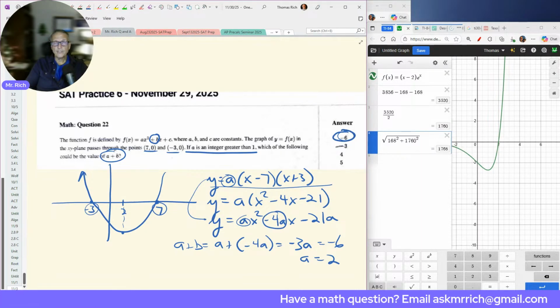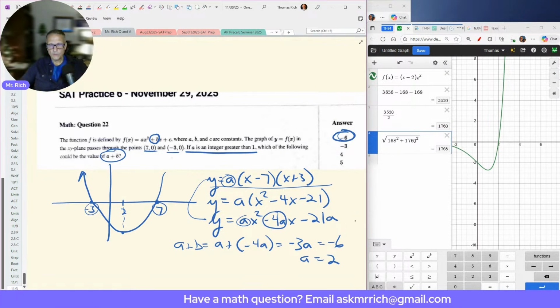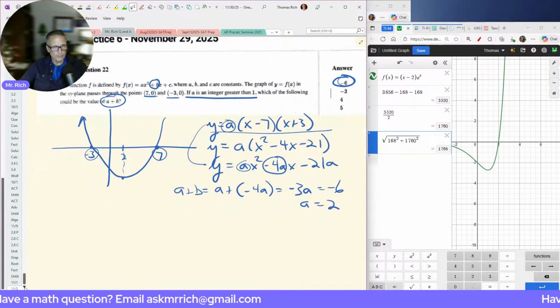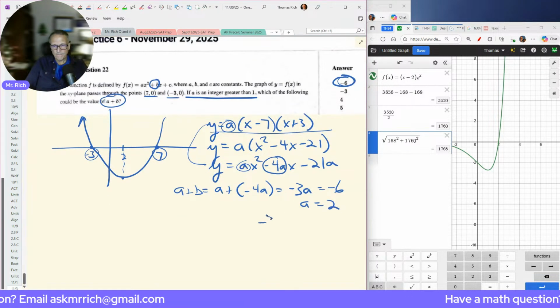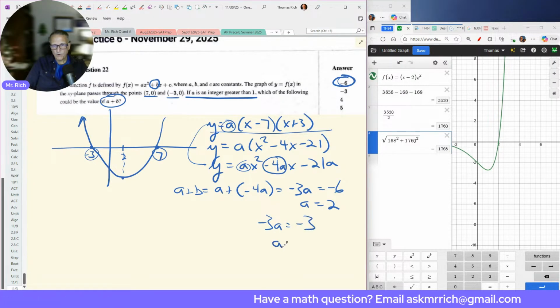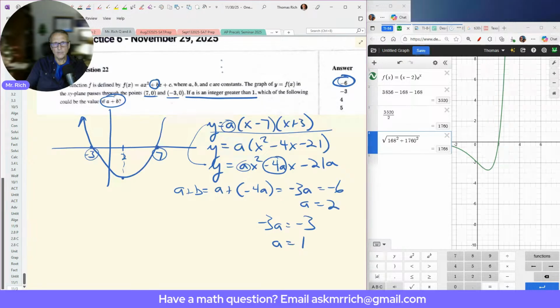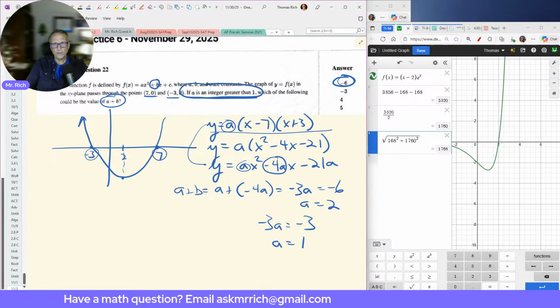Let's see if we could exclude the other choices. Is it possible that our a plus b, which is -3a, could be equal to -3? Well, if it were, a would be equal to 1, and that doesn't meet the criteria of being greater than 1. So that's not going to work.